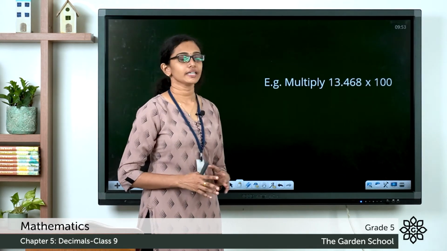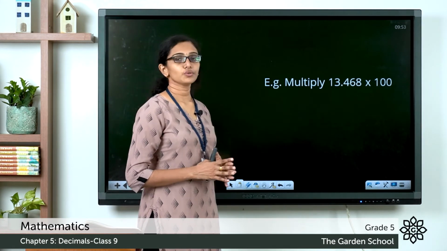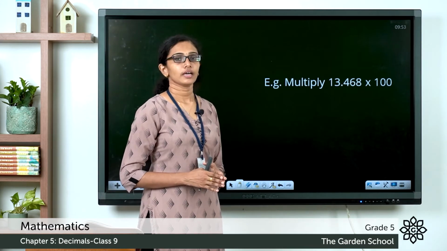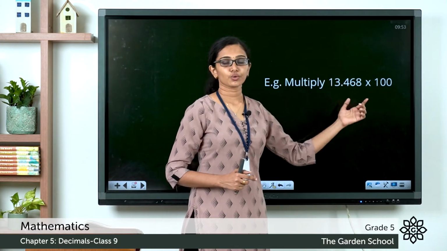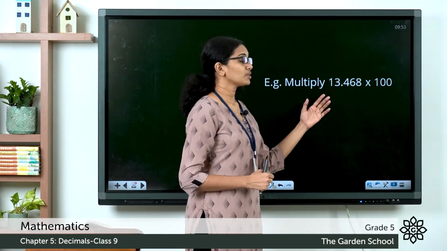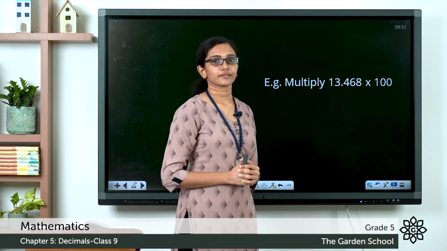Multiply 13.468 by 100. Here you have to multiply the given decimal number by 100. And how many zeros are there in 100? There are 2 zeros in 100. So you have to shift the decimal point 2 places to the right.